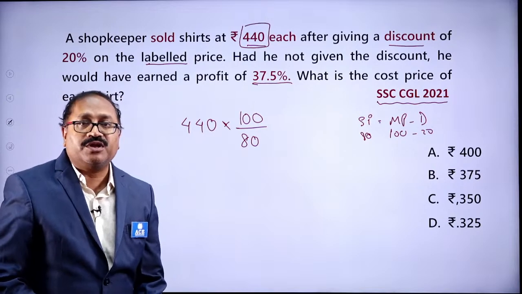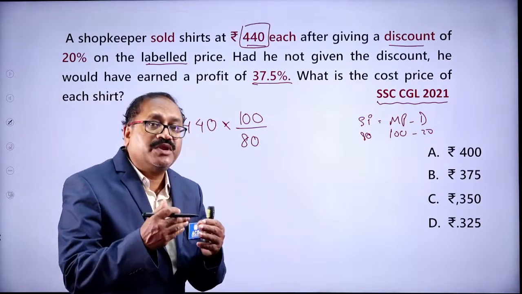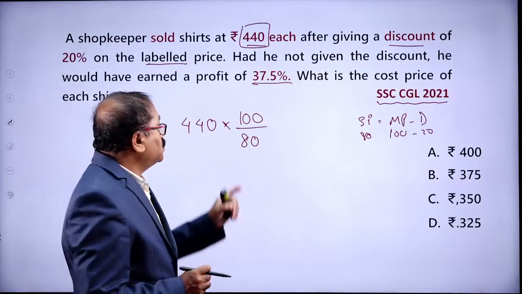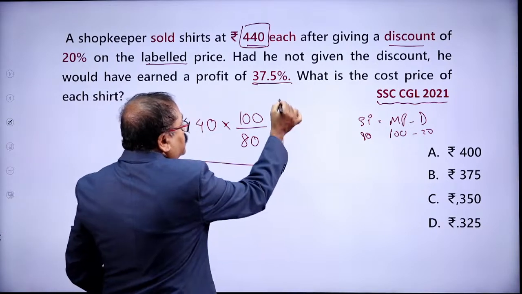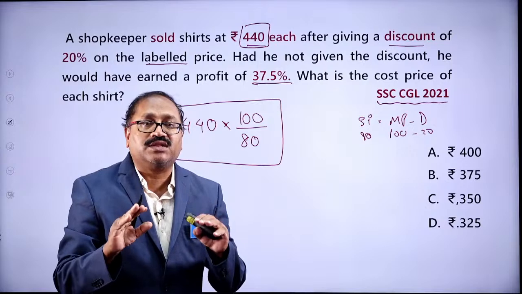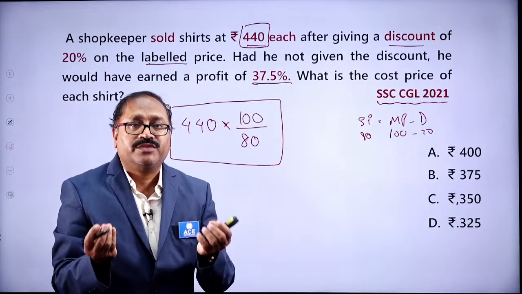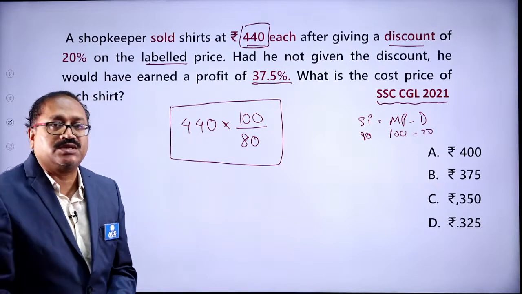From here I get the mark price, and if you are selling at the mark price, then the mark price is equal to the selling price. The mark price itself is your selling price. See that within 10 to 12 seconds we can answer the question if you know the approach. This is the best method to answer this question within 10 to 12 seconds.